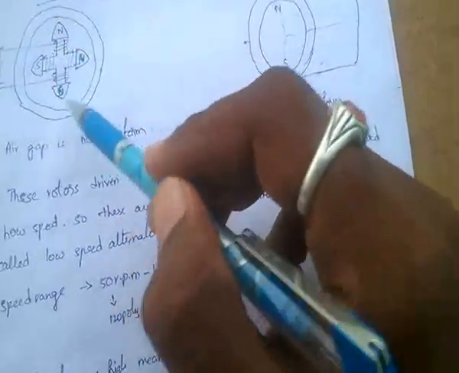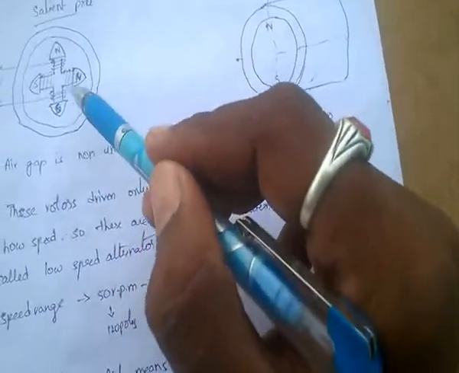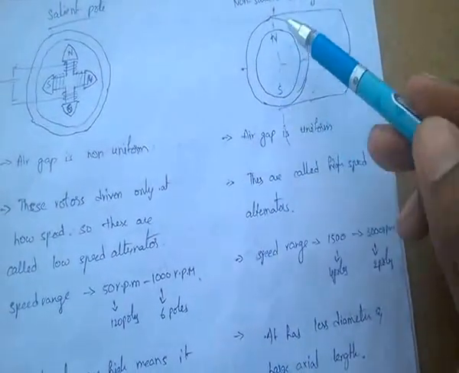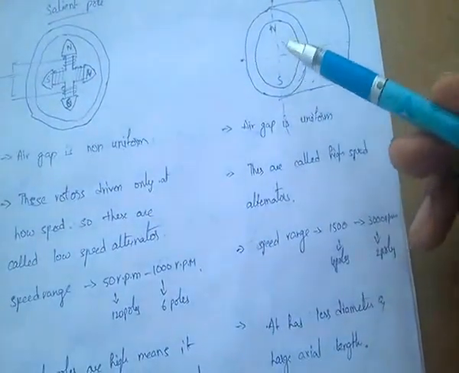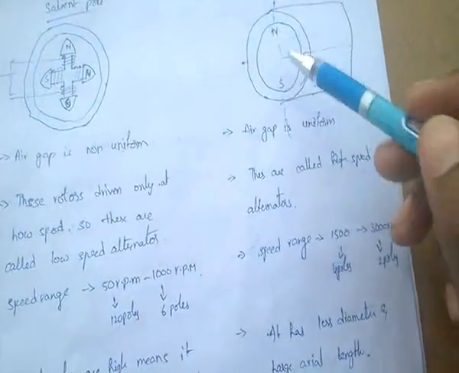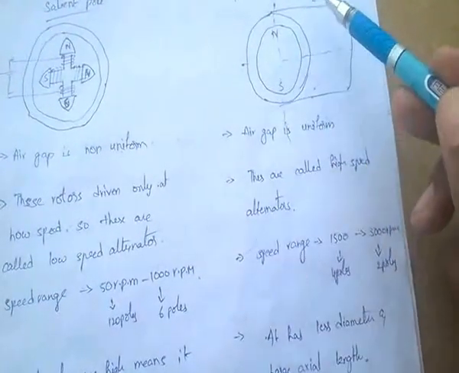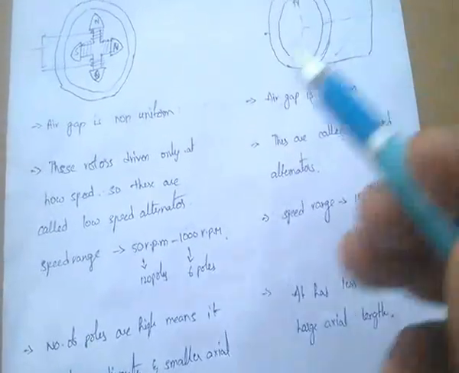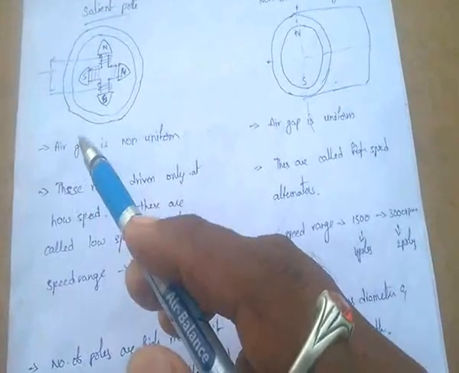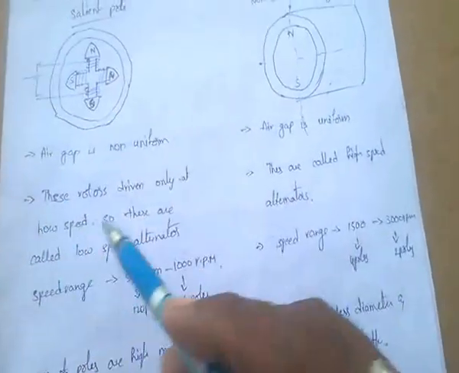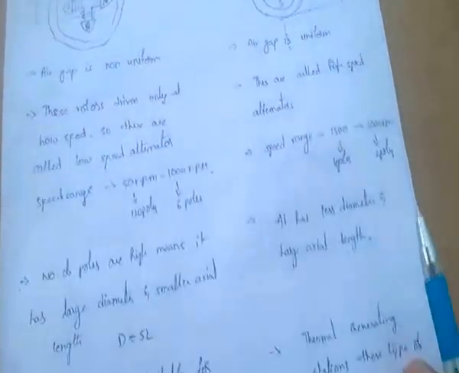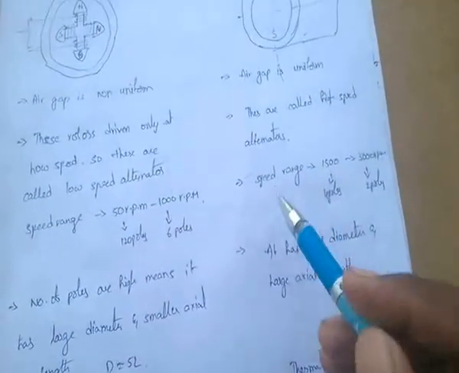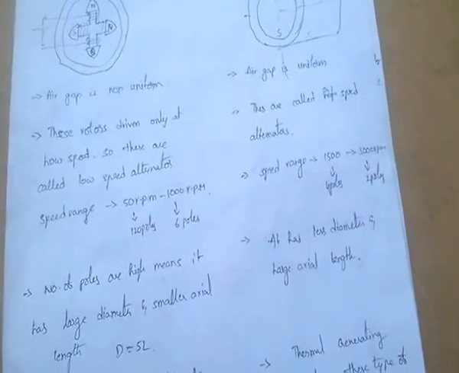These types of rotors can't rotate at higher speeds. But cylindrical rotors can rotate at higher speeds. That means these non-salient or cylindrical rotor type alternators are called high speed alternators. The salient pole type rotor alternators are very low speed. That means the speed range is 50 rpm to 1000 rpm. Here the speed range is 1500 to 3000 rpm.